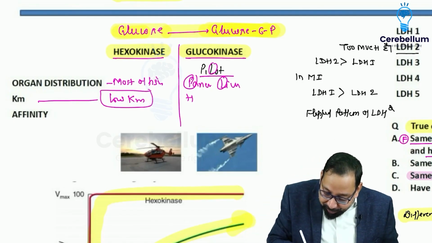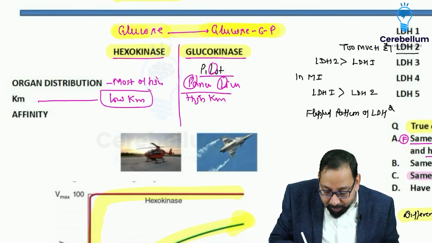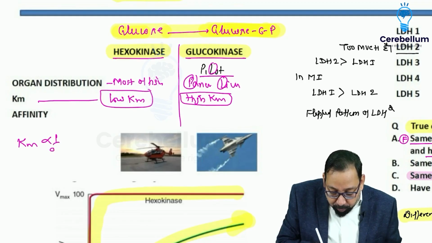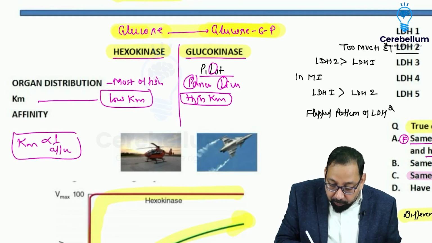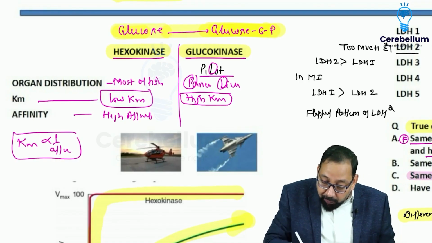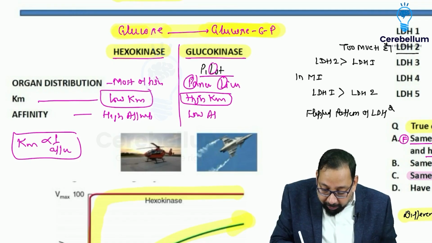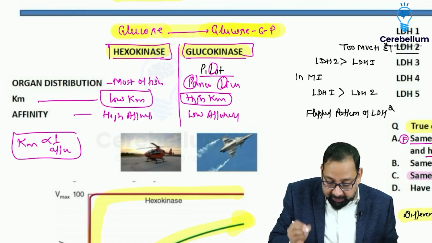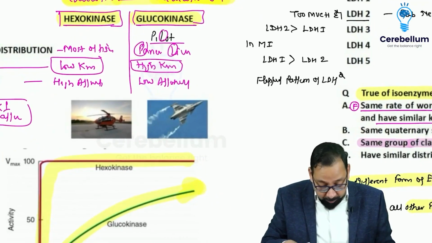So high Km, high kilometer, high Michaelis constant. And you know Km is inversely proportional to affinity. So low Km means high affinity. High Km means low affinity. So you will remember hexokinase as helicopter, glucokinase as jet. All questions would be solved.